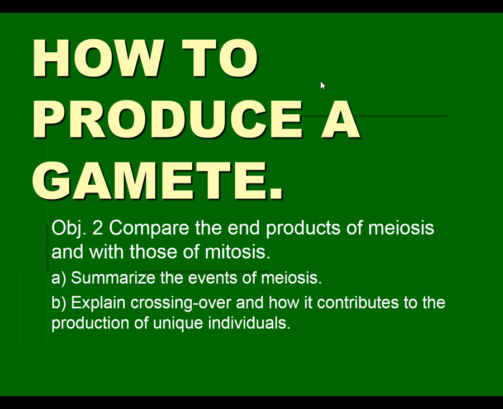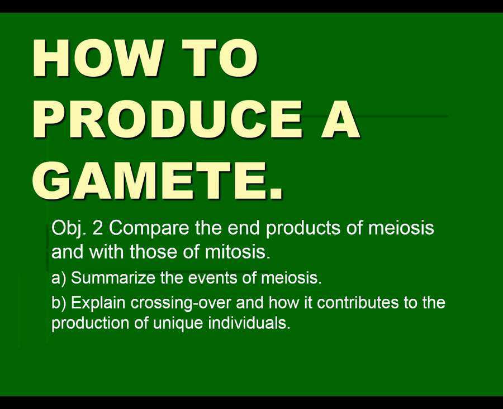Okay, students, we're going to talk today about how to produce a gamete. What we're going to be looking at here is objective 2, compare the end products of meiosis with those of mitosis. Things that we need to accomplish within this little lecture is we need to summarize the events of meiosis, going all the way from meiosis 1 to meiosis 2, and then the end products of those things, and then of course explain the crossing over and how it contributes to the production of unique individuals.